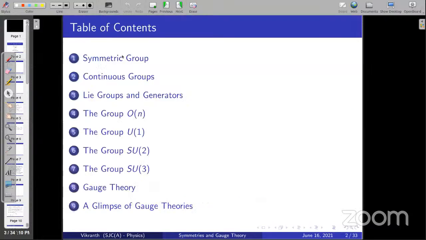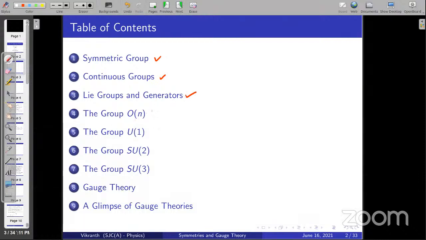So this is what we'll be covering today. The first is something called a symmetric group, which most of you are already aware of, but you may not have ever heard of them being called the symmetric group. And then we'll just look at what continuous groups mean. We won't be getting into the mathematical definition of it. And from yesterday's Lie groups and Lie algebra, we will continue the discussion and see what exactly they are. Right, that's about Lie groups and generators.